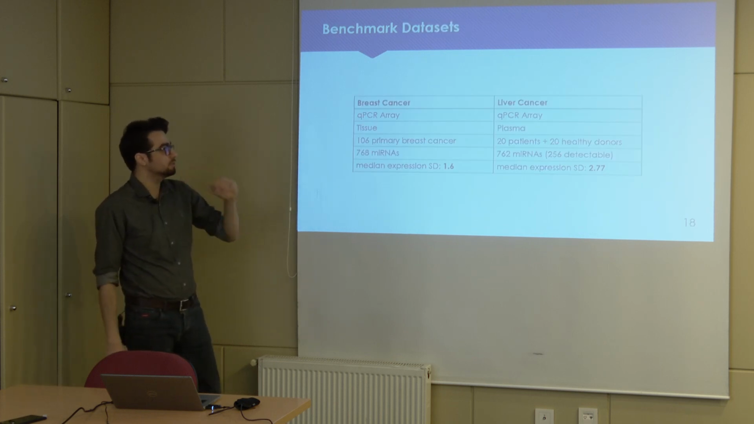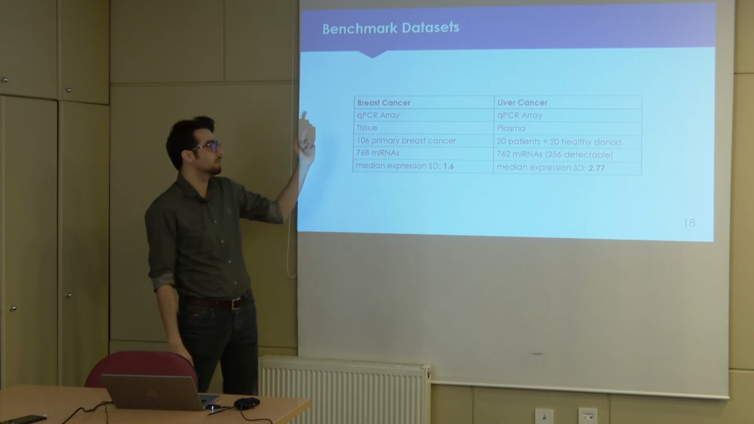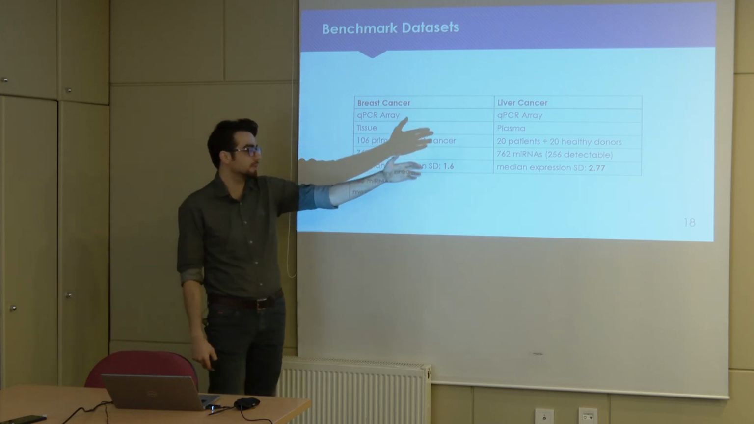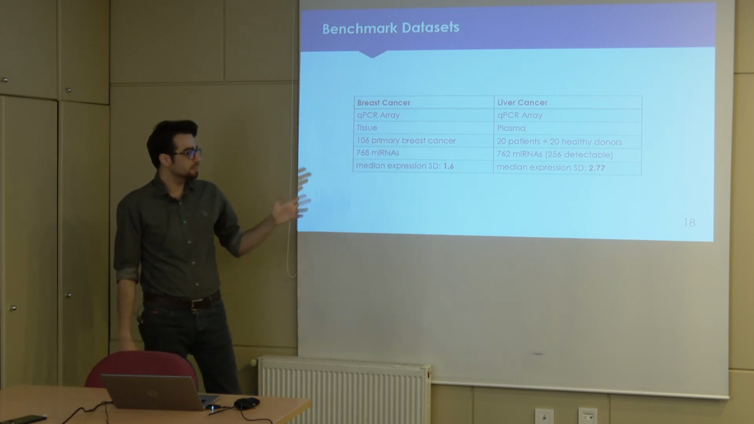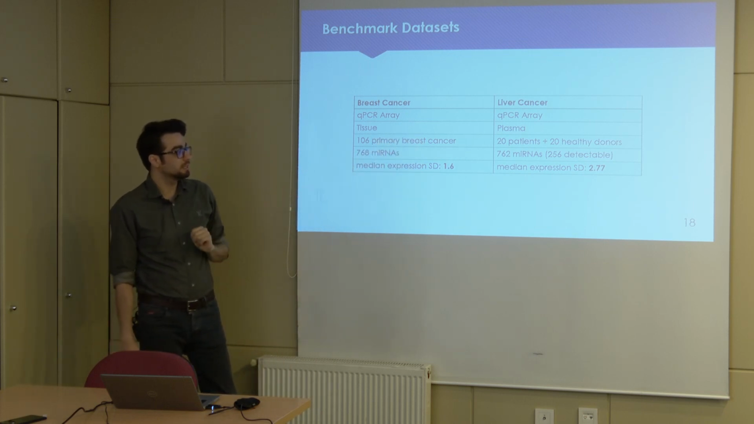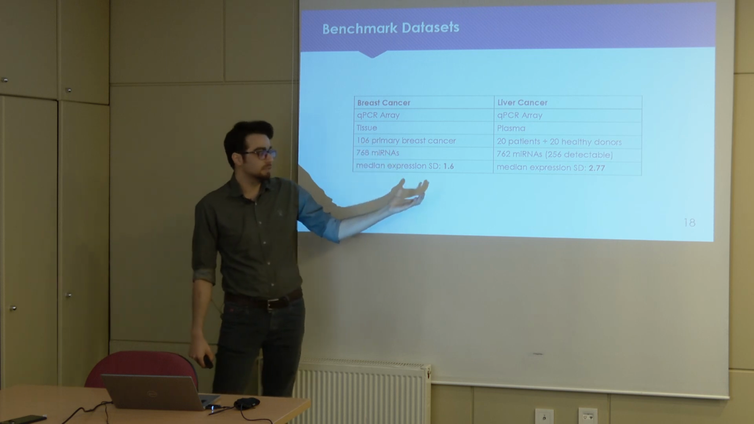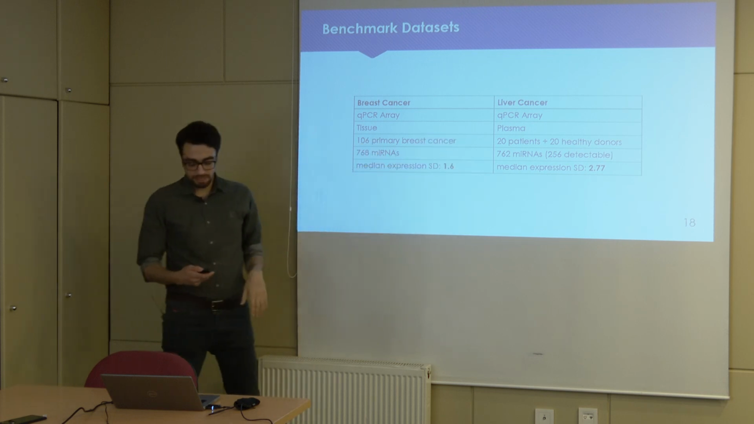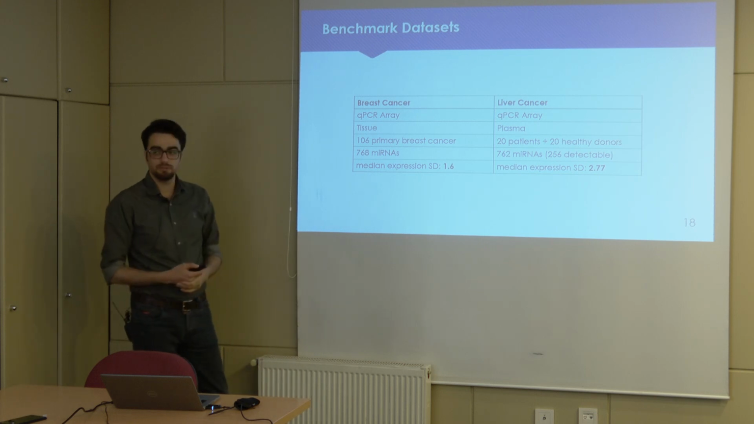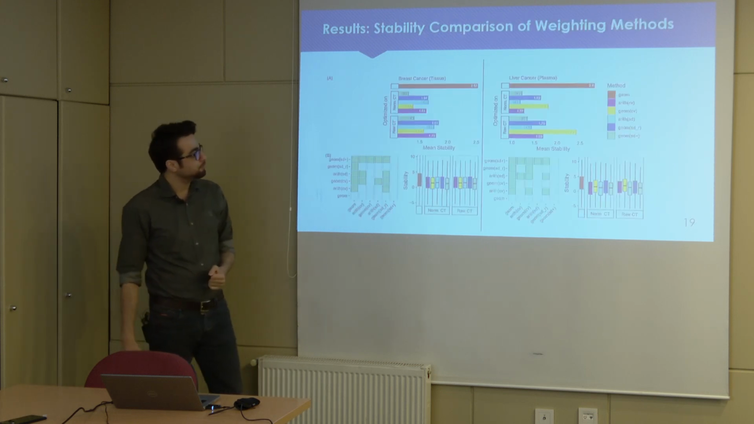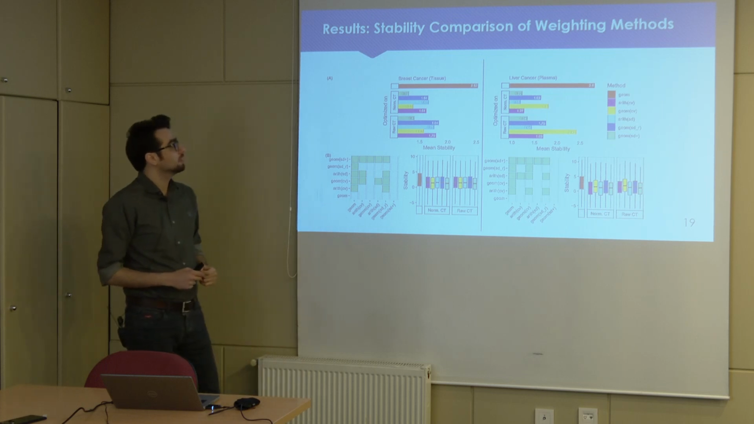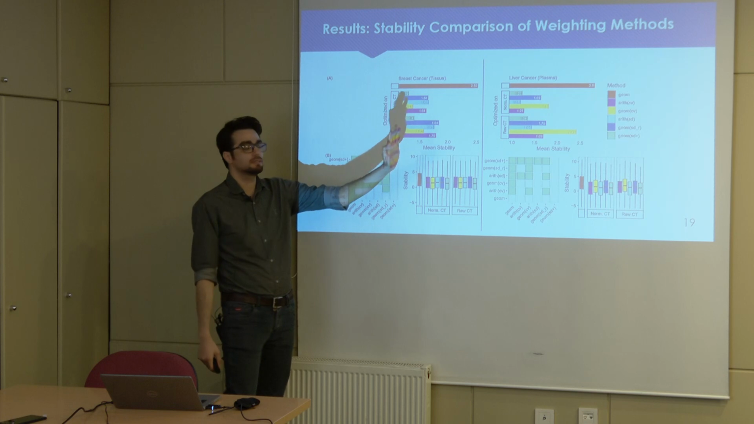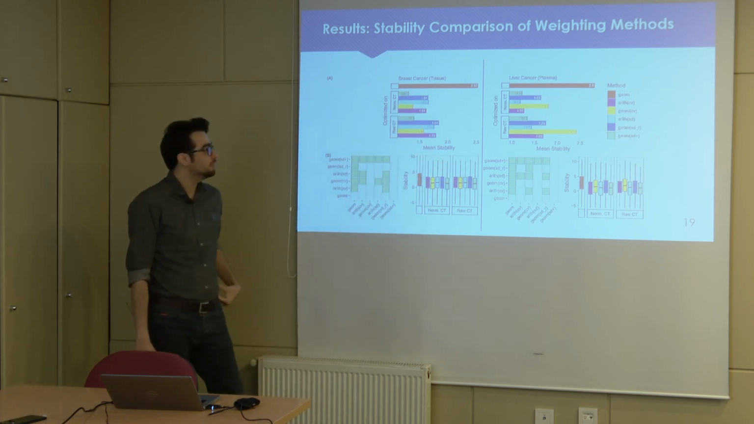The data sets we used were two data sets, breast cancer and liver cancer. One is tissue, one is plasma. And the main difference between these two data sets is that the variability is different. It's much higher in the liver cancer data set. So we have different conditions. On the left side is the result for the breast cancer data set. The right side is for the liver.